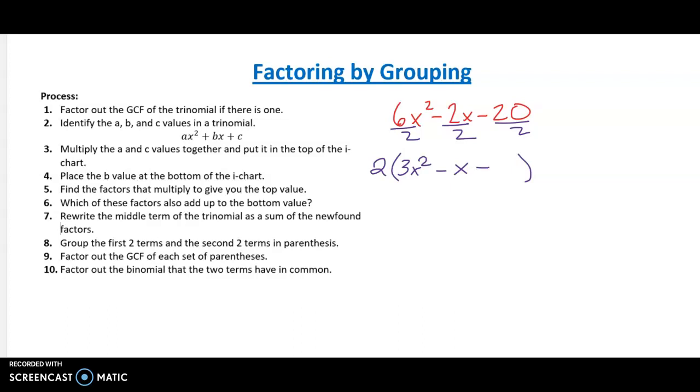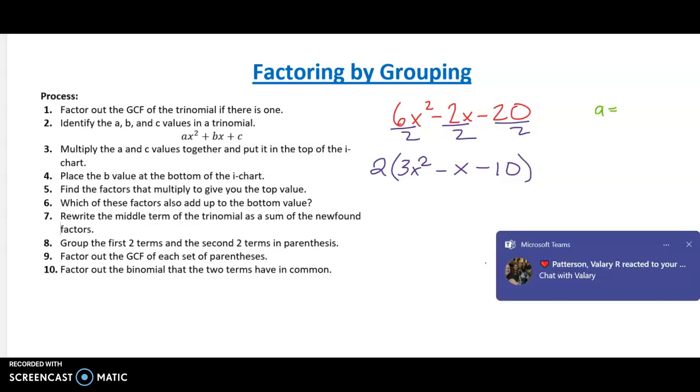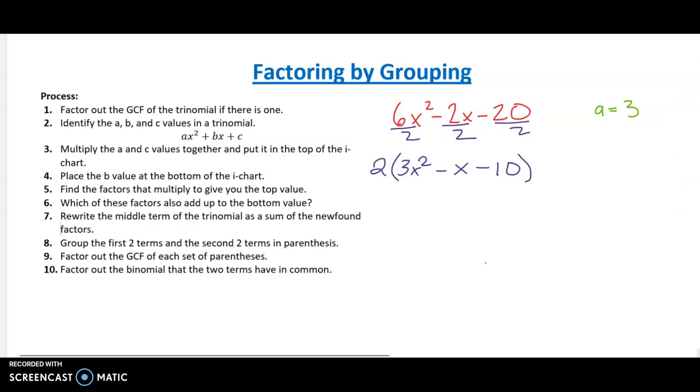Wonderful. So now when we're creating our eye chart, which we are in step 3 now, step 2, we need to identify our A, B, and C values. So I'm going to do that over here to the right. The A value is the value in front of the x squared, which is 3. The B value is in front of the x, which is -1. And the C value is the constant, which is -10. Now keep in mind, you have to factor out the GCF first to get the A, the B, and the C. Okay? The 2 in the front is not included in the A, B, or C.